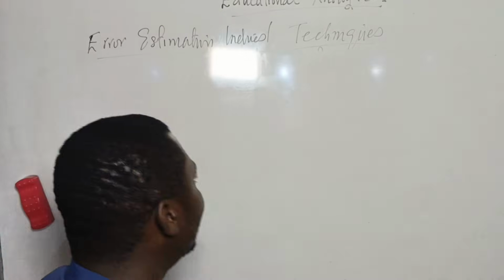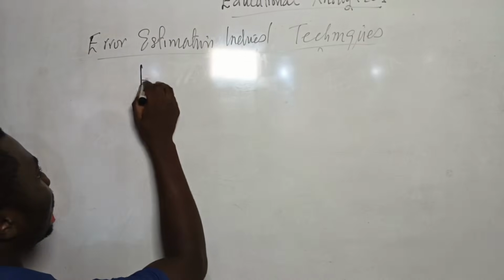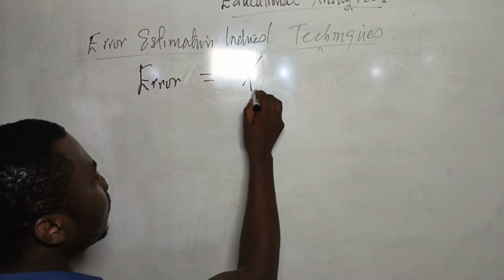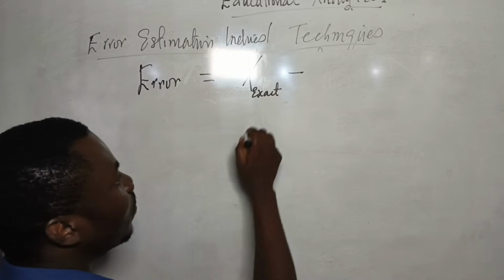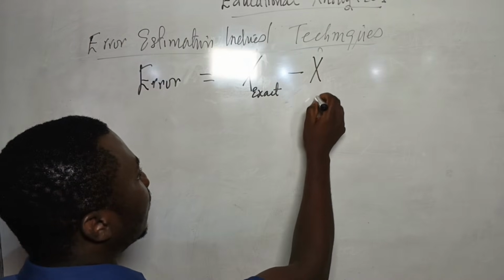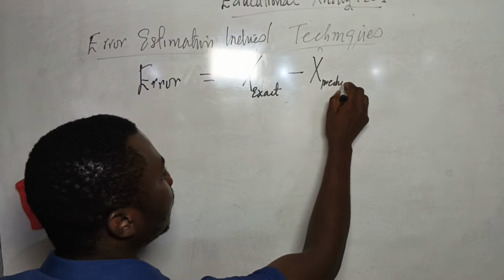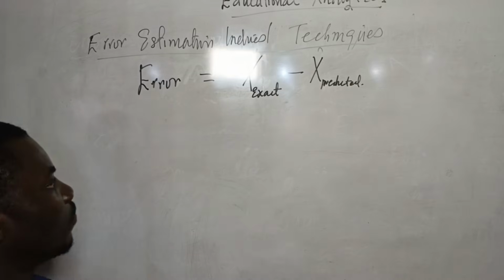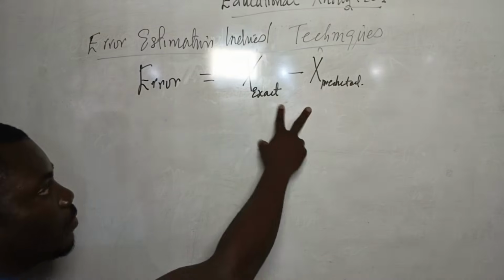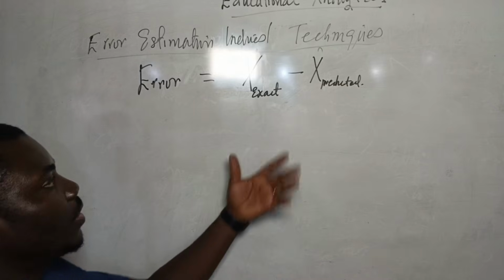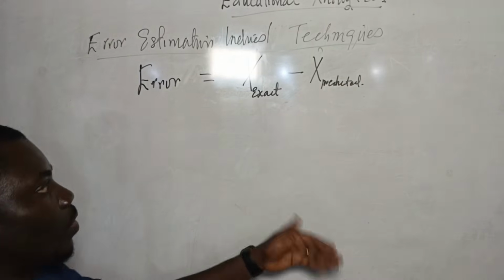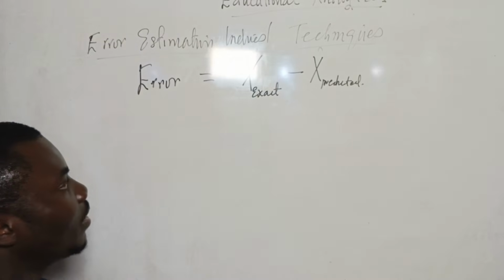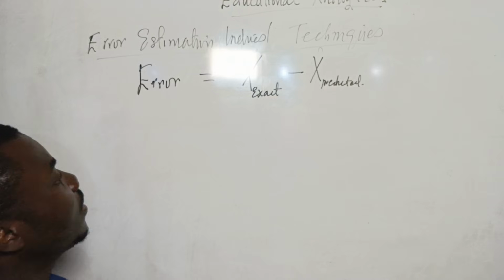So as a preamble, we define error as the discrepancy between the exact value of a data set and the predicted value. This is a typical expression of error. That means this parameter measures the difference between the exact value and the one you predicted, or the difference between the observed value and the predicted value.